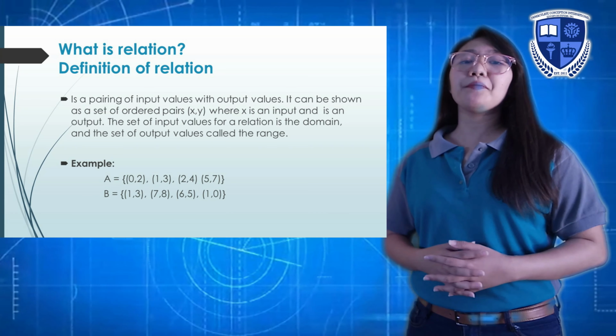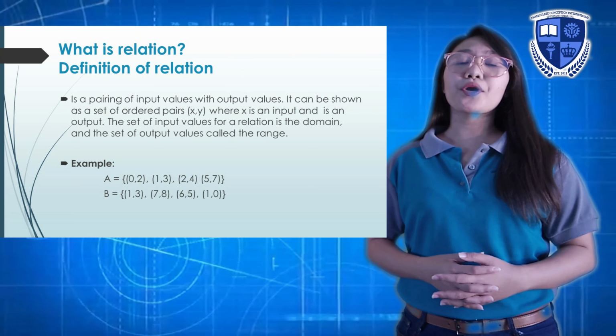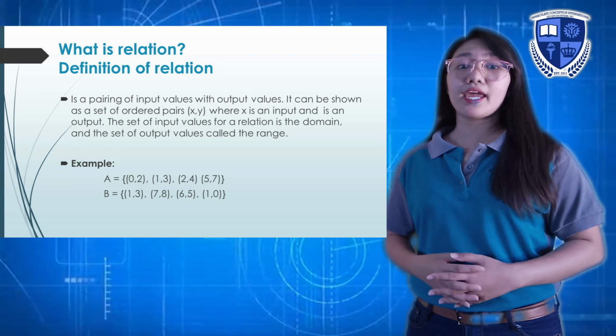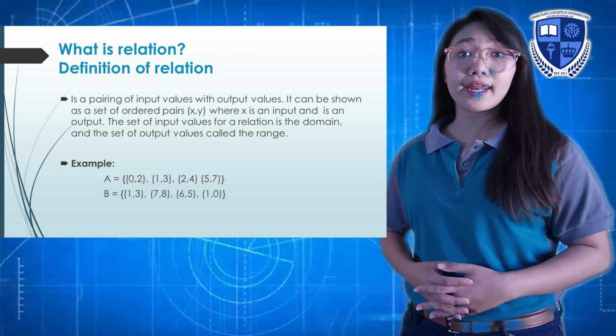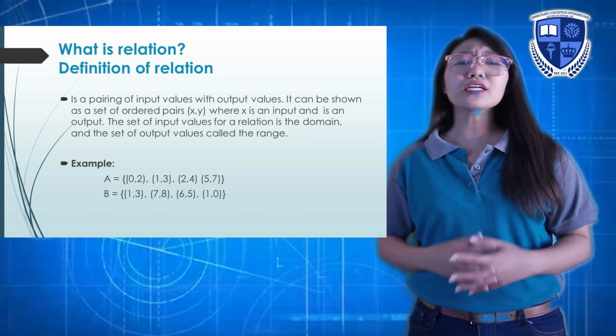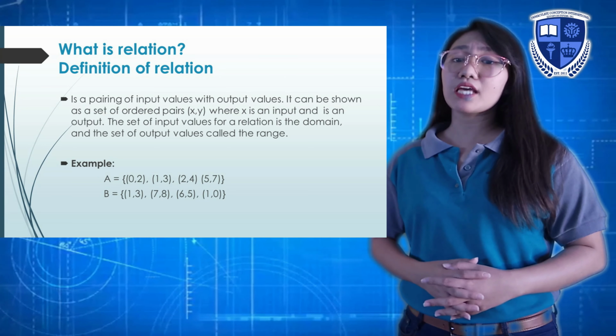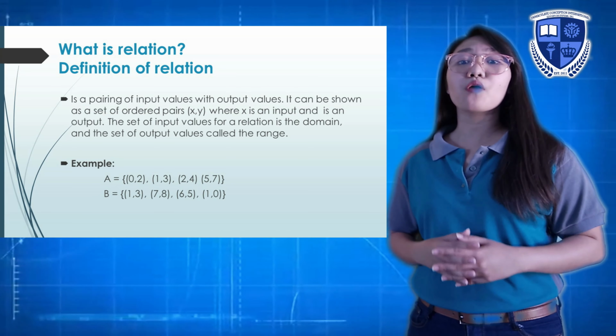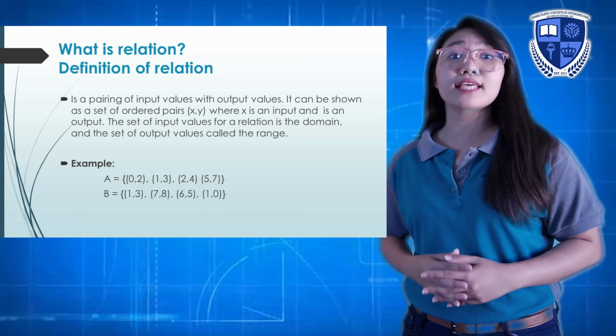Sa set B naman po, class, we have ordered pairs. So, (1, 3), (7, 8), (6, 5), (1, 0). So kapag nagsulat po tayo ng set of ordered pairs, hindi nyo na po kailangan na ulitin pa kung naulit po ulit ang isang number.